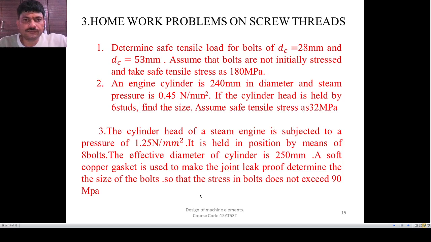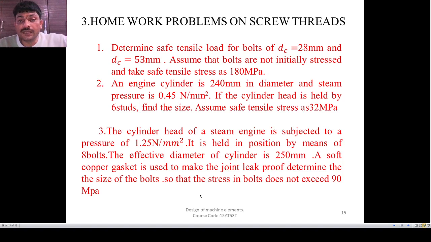First one: determine the safe tensile load for a bolt of d is equal to 28 mm and dc is equal to 53 mm. Assume that bolts are not initially stressed and take safe tensile stress as 180 megapascal. This is problem number one. It is a very simple problem, so you solve it. Otherwise we will give a hint for this first one.